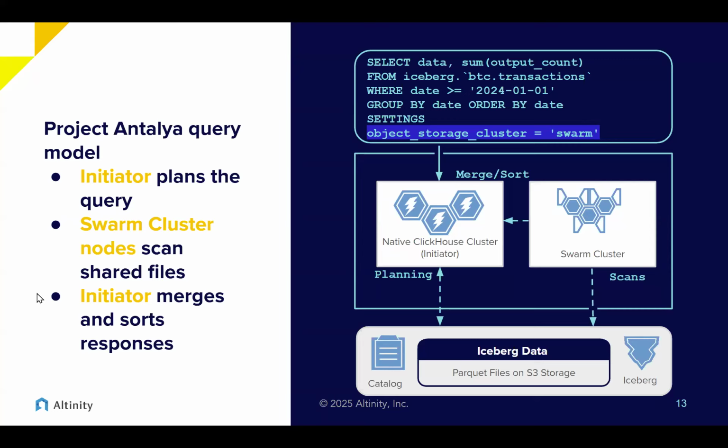And then from that, it will make a plan to say, hey, we need to scan the following files to fulfill this query. Those requests for specific files or groups of files get delegated out to the swarm cluster. That's responsible for going and finding individual Parquet files. This is all optimized for data on Parquet, and pulling that data in and then feeding it back to the initiator, which then does the usual merge and sort and hands it back to the user.